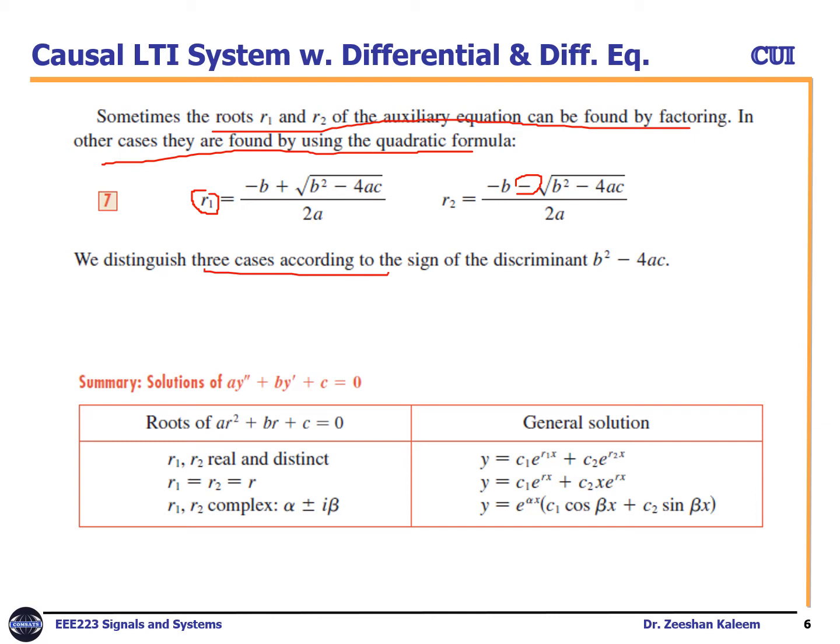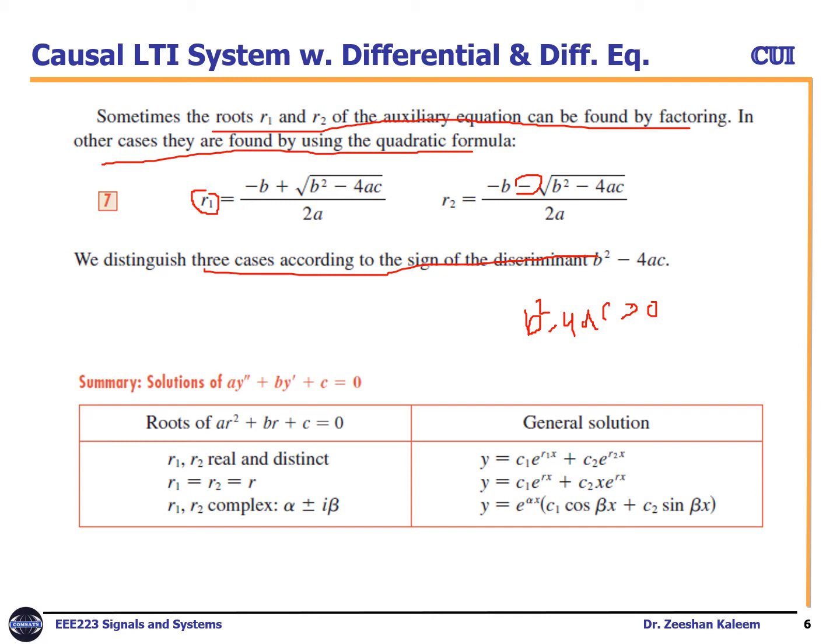We distinguish three cases according to the sign of the discriminant, the determinant. So b square minus 4ac, this is your determinant. Now, if you have b square minus 4ac, there are three possible cases: less than 0, equal to 0, or greater than 0. First we will discuss greater than 0.